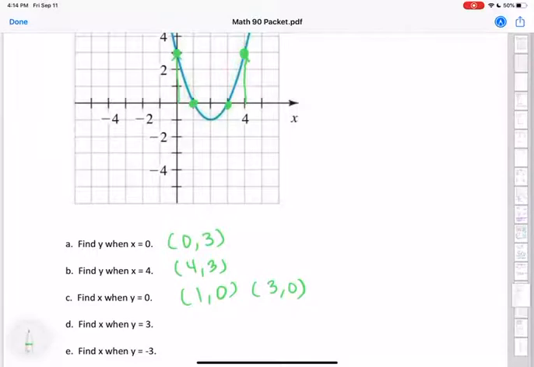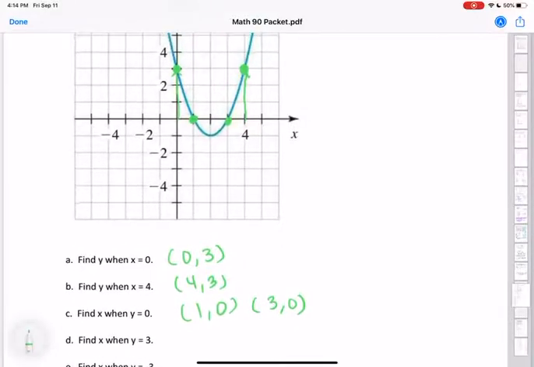For part D, find x when y equals 3. Okay, so we're going to go where y equals 3. So y equals 3 is here. I'm going to put in a little dashed line so you can see this dashed line is y equals 3. I'm going to see at what values it is crossing the parabola, and that's going to be what our x values are. So that's happening at (0, 3), and then it looks like it happened again at (4, 3).